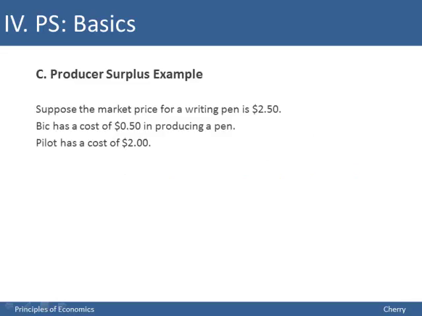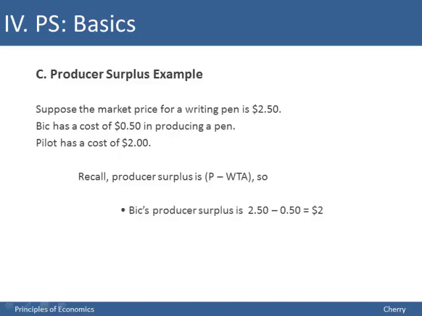So here's an example. Suppose the market price for a writing pen is $2.50. Bic has a cost of 50 cents in producing a pen. Pilot has a cost of $2 in producing a pen. Keeping in mind that producer surplus is price minus willingness to accept, we have Bic's producer surplus equal to $2.50 minus 50 cents, the price minus their willingness to accept, the cost.